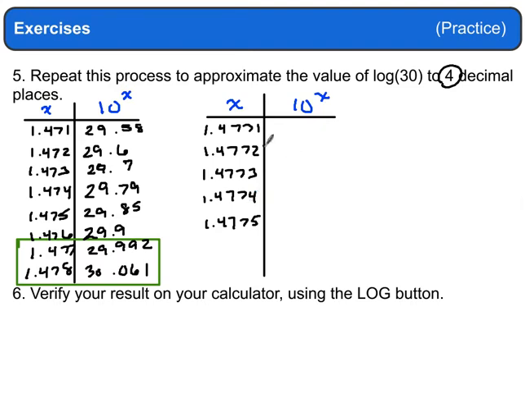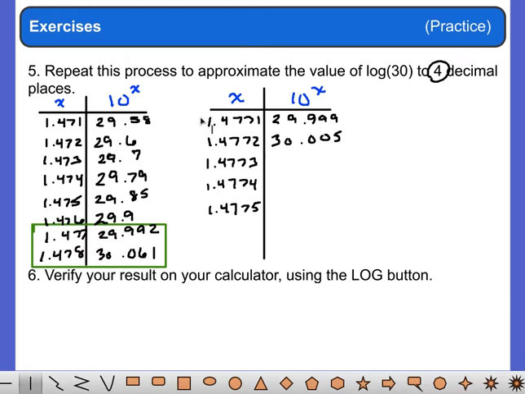And so this is going to give us 29.999. And then the next one's going to give us 30.005. So we got to that one pretty quick. And so we now know to 4 decimal places what log 30 is going to be by approximating.